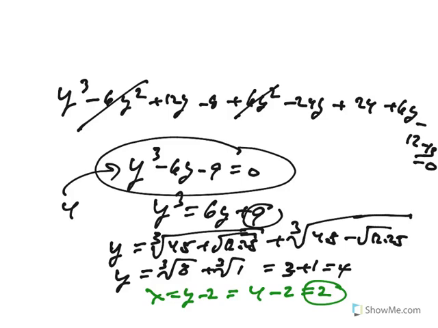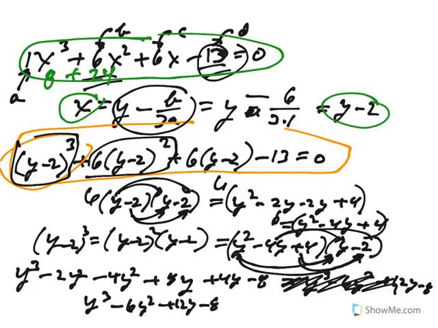Oops, slight error. Sorry about that. Cube root of 8 is not 3, but it is 2. So let me fix that. 2 plus 1, which is actually 3. And so x is 3 minus 2, which is 1, not 2. And if you take x equals 1 and plug it into here, you will get 1 plus 6, which is 7, times 3 is 21... minus 13 is 0. So it does work.